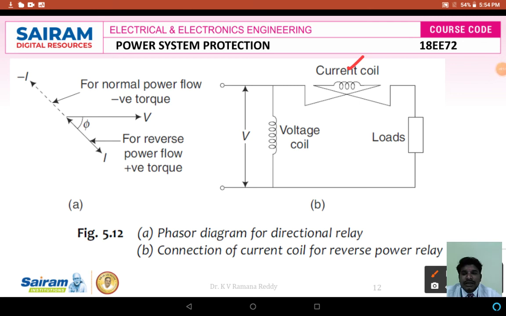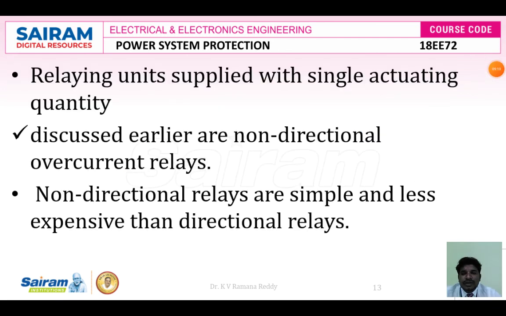And for normal power flow, if the current direction is negative, it causes negative torque. Under the same condition, if V and I are positive, it causes positive torque. Therefore, a relaying unit supplied with a single actuating quantity, which was discussed here, is a non-directional overcurrent relay, which allows current in either direction. Non-directional relays are simple and less expensive compared to directional relays.